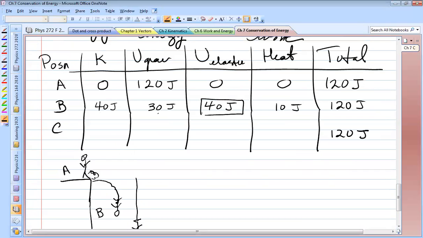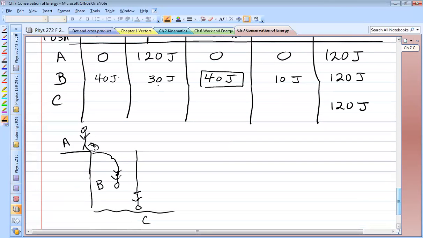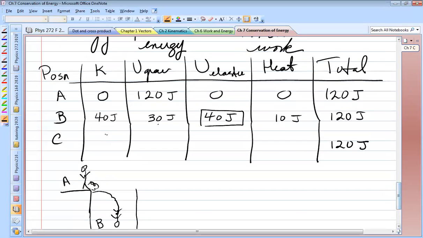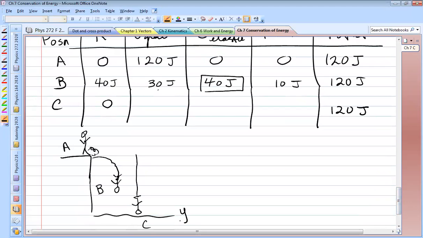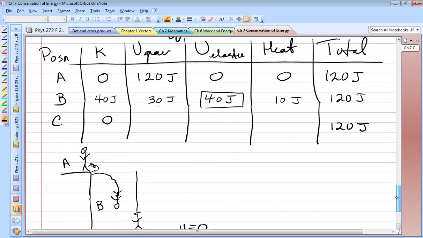And then maybe when you get to the bottom, you've stopped because they make the cord just long enough so that you just stop without getting dumped. So you've stopped. You've also decided to make y equals 0 down here, so you've got no gravitational potential energy either because you're at the bottom. Now we've lost a little bit more with heat because this thing is stretched a little bit more. So let's say that's 20.